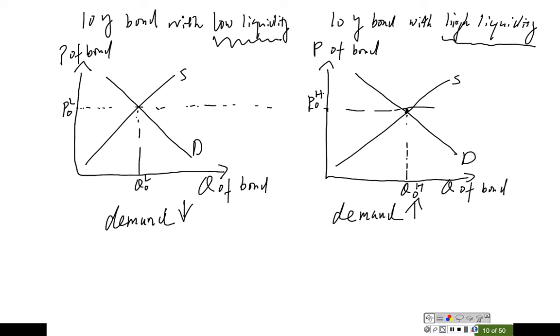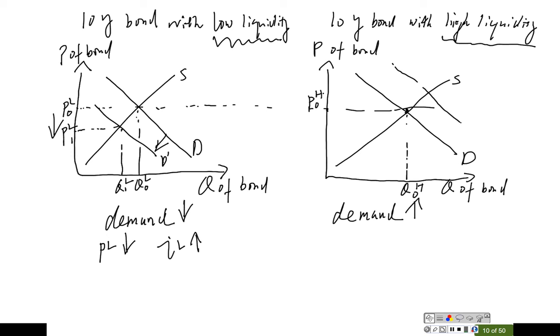Then we can show what happened to the price. The bond demand curve in this market shifts to the left because of the reduction in demand. And we can find the new price here. The new price for the bond with lower liquidity will be lower than the initial price. So the price for this low liquidity bond will drop. And then we know the interest rate of this bond will increase because of the negative relationship.